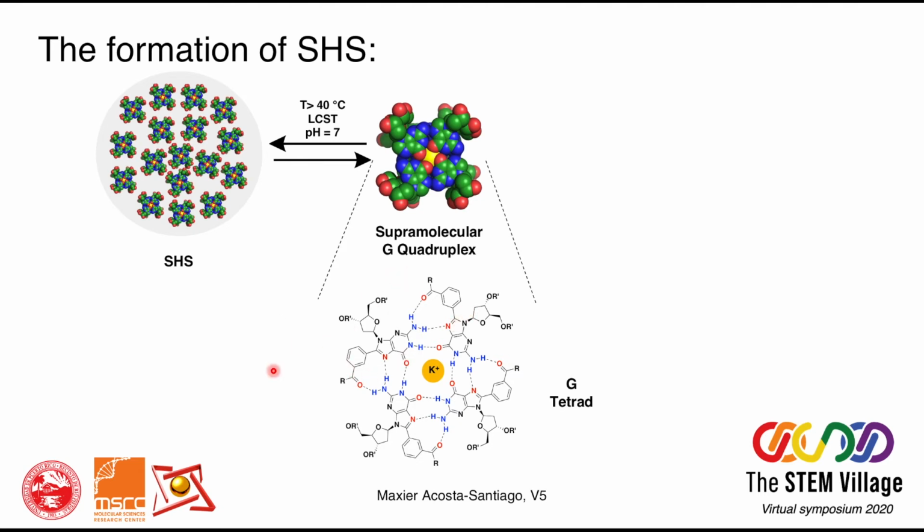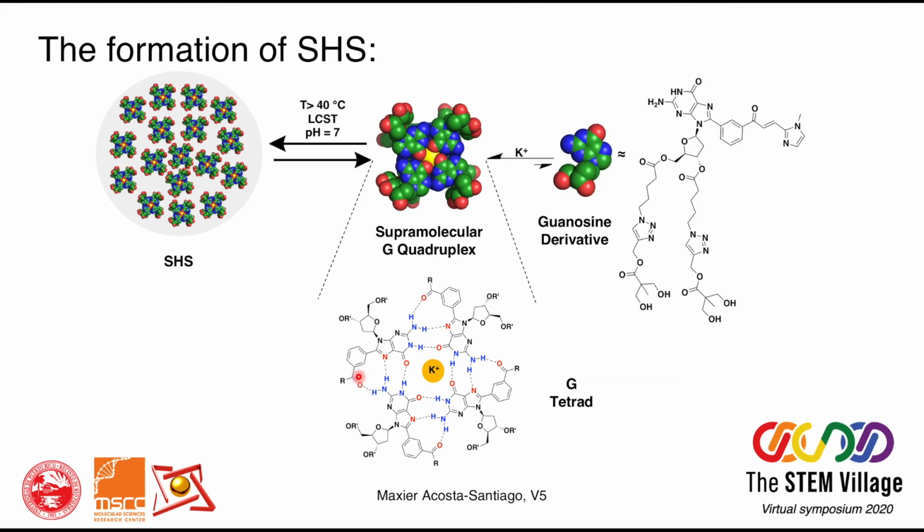The quadruplexes are based on tetrads that stack on top of each other, tetrads of 4 guanosine derivatives that are held together by hydrogen bonding and stacked together with the help of a cation, in this case potassium. So we synthesize our guanosine derivatives, we add some potassium salt, and then we increase the temperature to form the hacky sac.